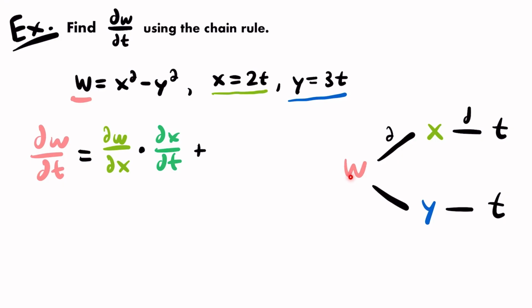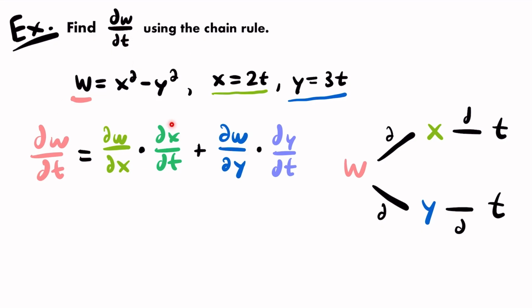Because while we can take a partial of w with respect to x, we can also take a partial of w with respect to y. That is the other choice that we have here. So we'll have a partial of w with respect to y, and then that will be multiplied by the derivative of y with respect to t. Again, that is our only option because y is only defined in terms of one variable. So we will be taking a derivative of y with respect to t. All right, so we will have dy dt. And that is the formula for the chain rule that we will use to find dw dt in this example.